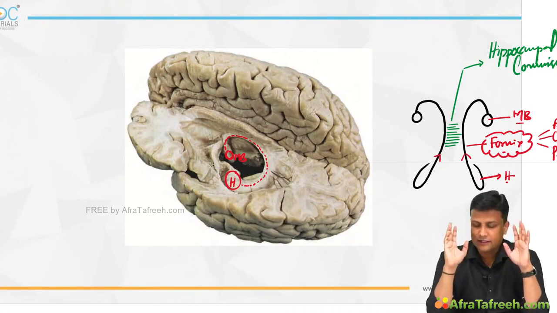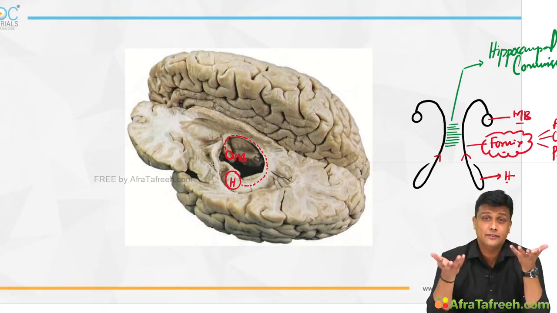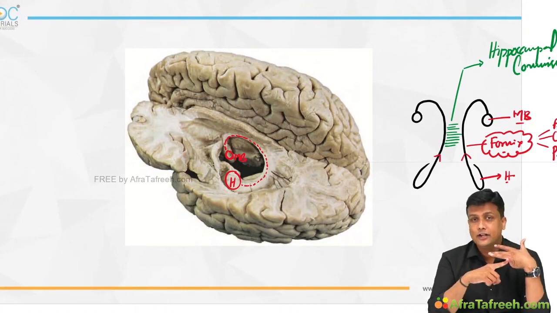That was actually asked in the exam. But what is my question to you people? See how many times they are asking in a different manner. Fornix is beginning from where? It is beginning from the hippocampus and it is going to the mammillary body.